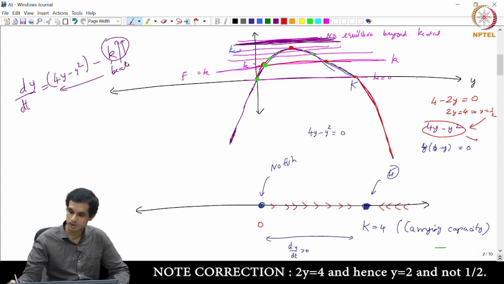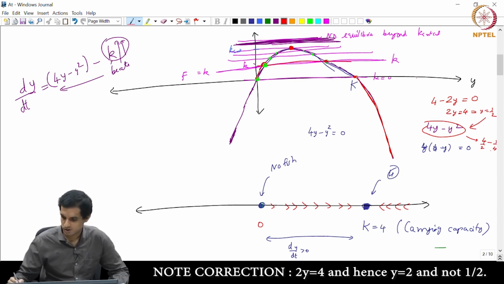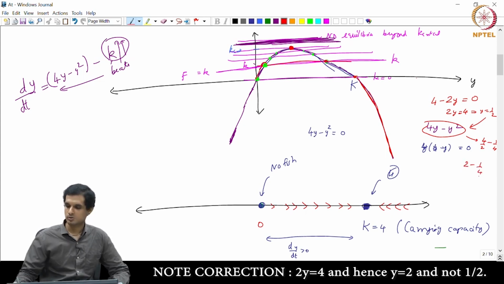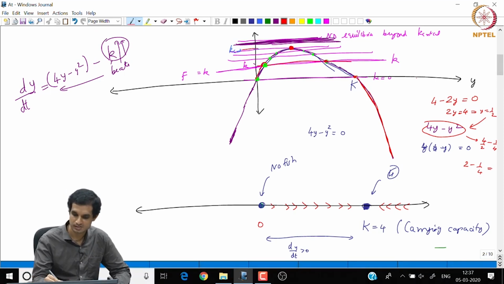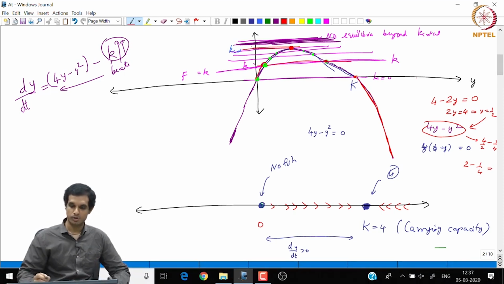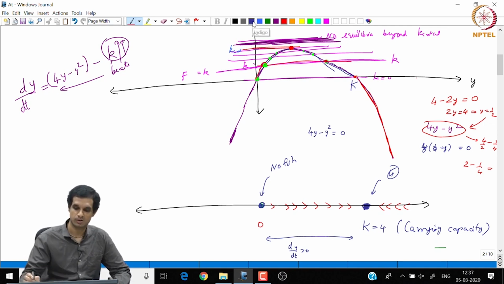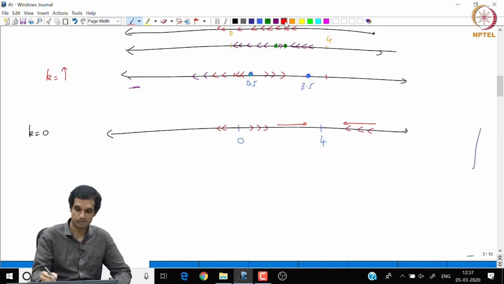Substituting y equal to 1 by 2 here, it gives the value 4 by 2 minus (1 by 2) square. So this 4 by 2, which is 2, minus 1 by 4. So 2 minus 1 by 4, whatever value this fraction is, that is the critical harvesting rate. Beyond this harvesting rate, you are doomed. The population of the fish in the lake or the river or the ocean will go extinct. So this is a typical bifurcation example.